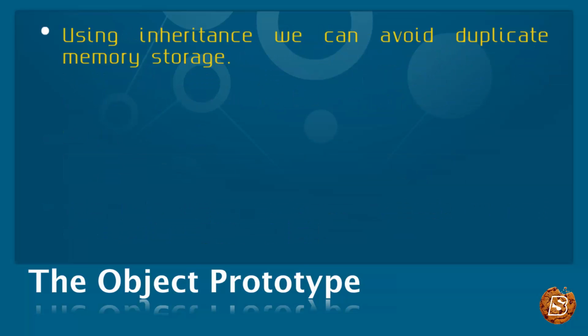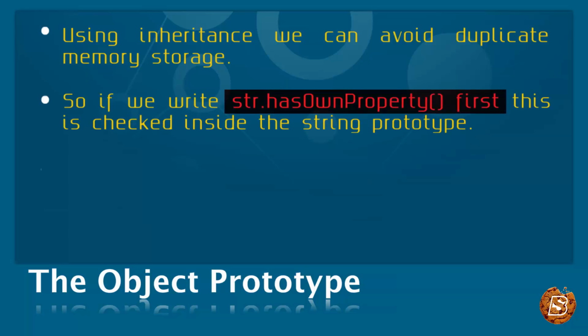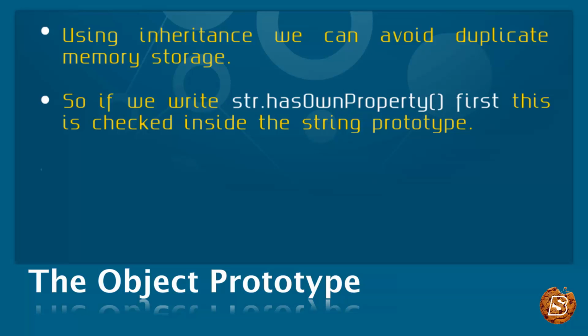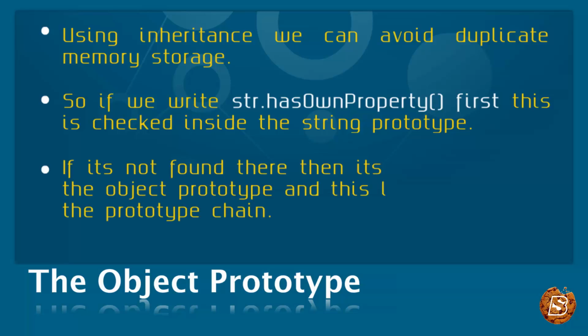Using inheritance, we can avoid duplicate memory storage. So if we write str.hasOwnProperty, first this is checked inside the string prototype, and if the string prototype does not have this method, then it will further look up in the object prototype, and if it's found, it will be returned. This lookup that is performed from child to parent and to their ancestors is called the prototype chain.